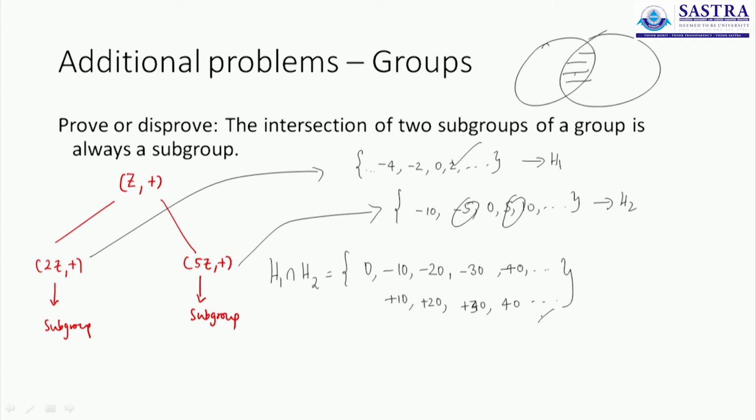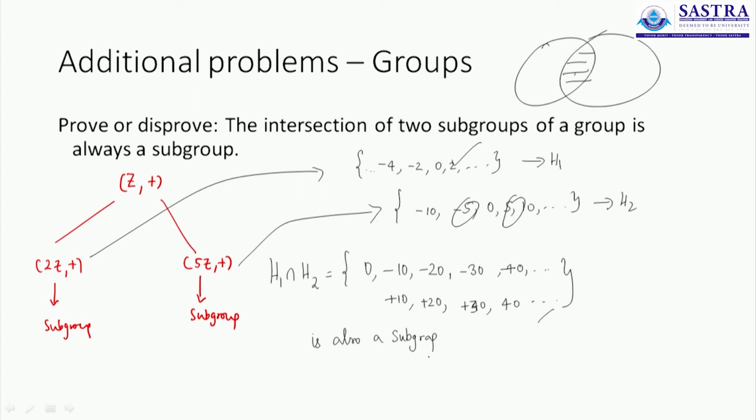Therefore it is closed. Now do we have an inverse for every element considered? That is also right, because the inverse element for 20 is minus 20, for 30 is minus 30, for minus 50 is plus 50. Therefore this has an inverse element for every element. Therefore it happens so that this is also a subgroup. So we have considered one subgroup, the set of all even numbers, and another subgroup, the set of all multiples of 5. We have written down what the intersection looks like, and to our surprise we see that the intersection is a subgroup.